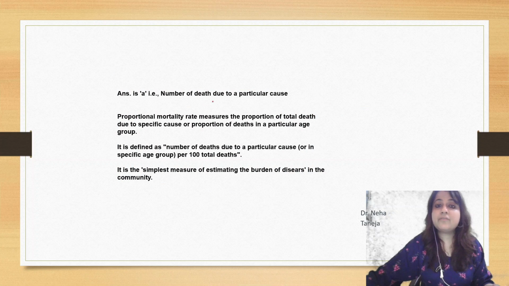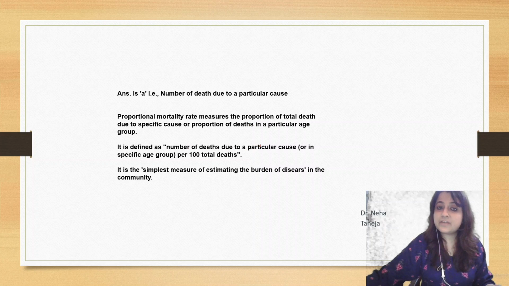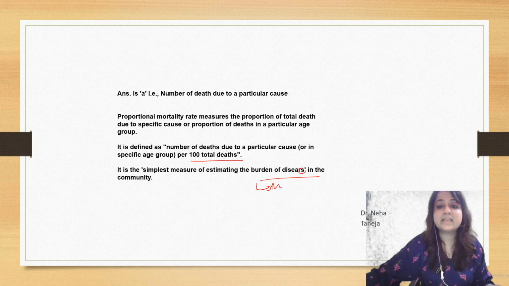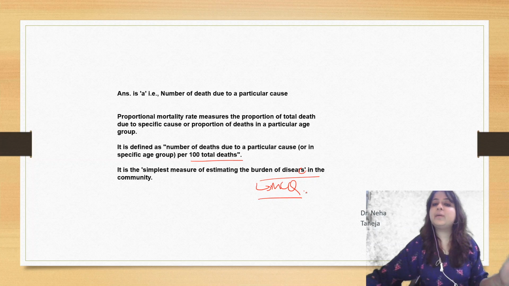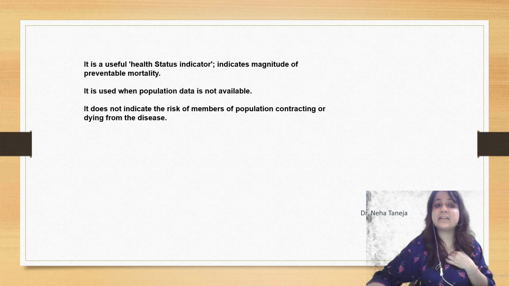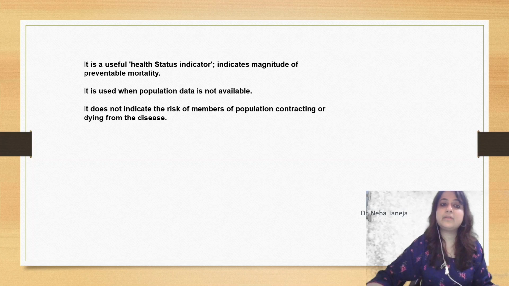So number of deaths due to a particular cause, PMR measures the proportion of total deaths due to specific cause or proportion of deaths in a particular age group. So number of deaths due to a particular cause per 100 total deaths. It is one of the simplest measures for estimating the burden of disease in a community. This can also come as an MCQ. The best measure of burden and effectiveness of intervention is DALY, but the simplest measure is this one, proportional mortality indicator. It's a useful health status indicator, indicates magnitude of preventable mortality.